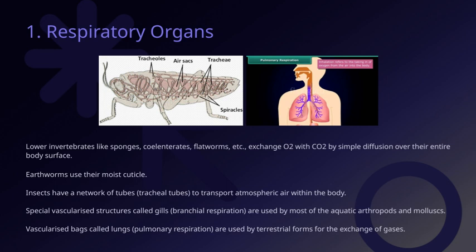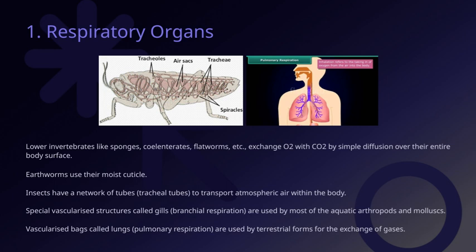Insects, which are also terrestrial but have a different approach, rely on a network of tubes called tracheal tubes. These tubes directly transport atmospheric air within their bodies, bypassing the need for blood to carry oxygen. Then, if we look at earthworms and similar invertebrates, they use their moist cuticle to absorb oxygen directly from their environment. Simple, but effective, because their body surface remains moist to facilitate diffusion.